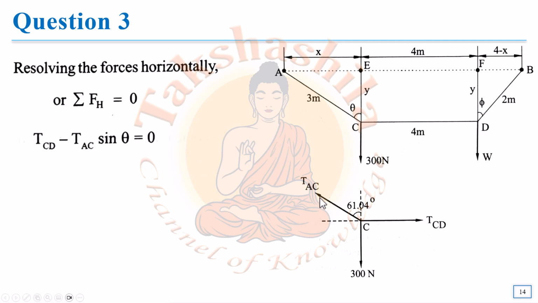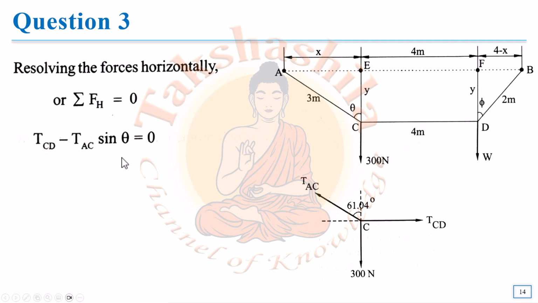So what will happen? We have this force TAC, which will have a horizontal component of TAC times sine 65. Please do remember the theta is starting from the y-axis and ending on the line of action, and we are resolving with respect to this angle. So the x component will have the sine part: TAC sine 61.04. The force is acting to the left, therefore minus TAC sine theta. And we have another force TCD, which is acting in the right direction, so it will be positive. In total we have TCD minus TAC sine theta is equal to 0.